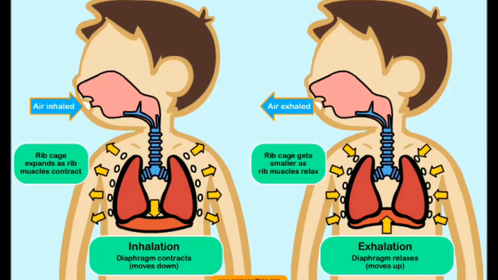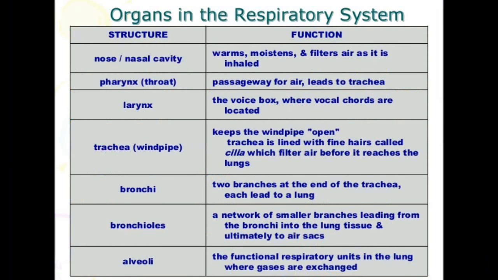air is inhaled and air is exhaled. Exchange of gases takes place between the atmosphere and lungs. In that process, various organs are involved: nostrils, nasal cavity, pharynx, larynx, trachea, bronchi, bronchioles, entering into the alveoli.